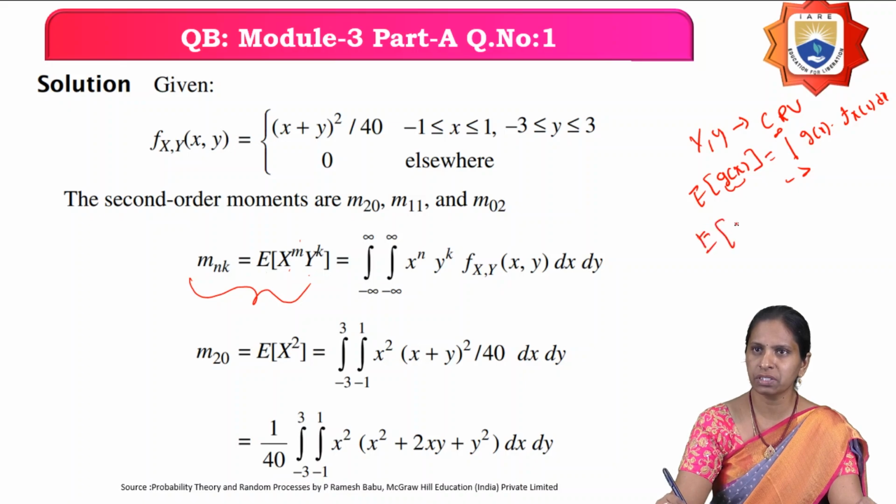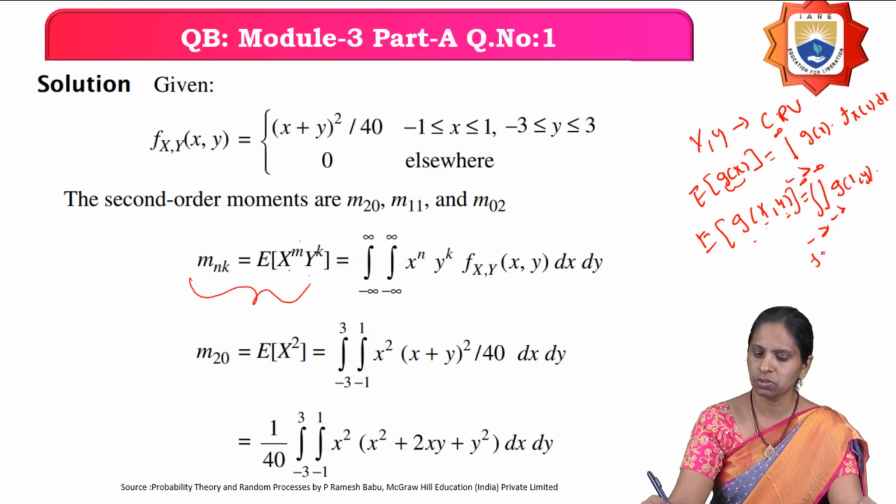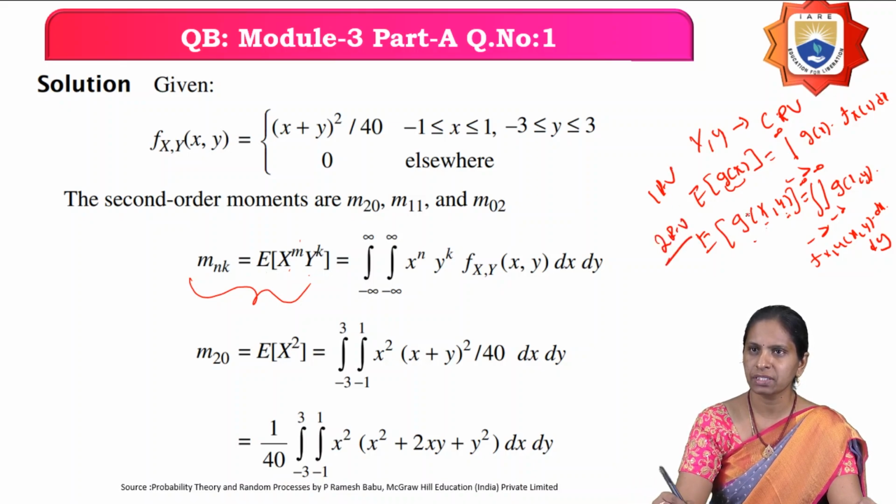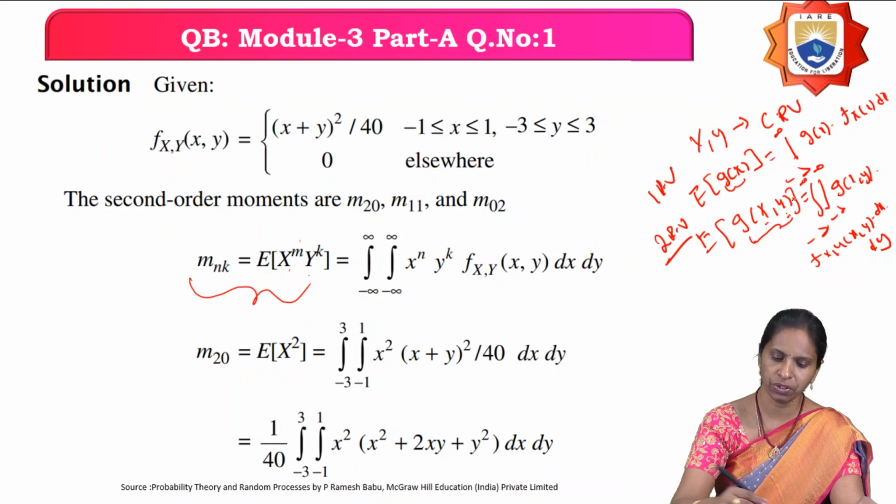For two random variables, let us say g of x comma y is a function of two random variables. Then how can you find the expectation of that function? Since you have two random variables and they are continuous type, you have to take the double integration from minus infinity to infinity of g of x comma y into the joint density function f x y of x comma y into dx into dy. So this is for a single random variable and this is for two random variables.